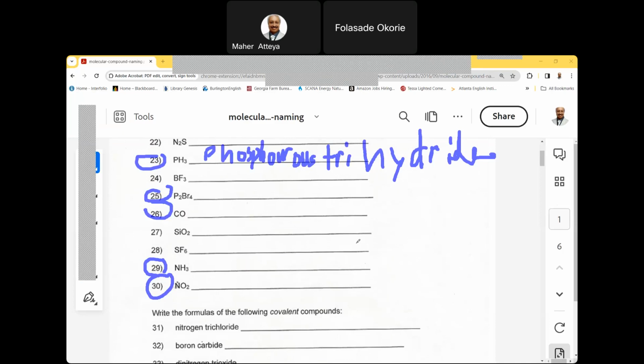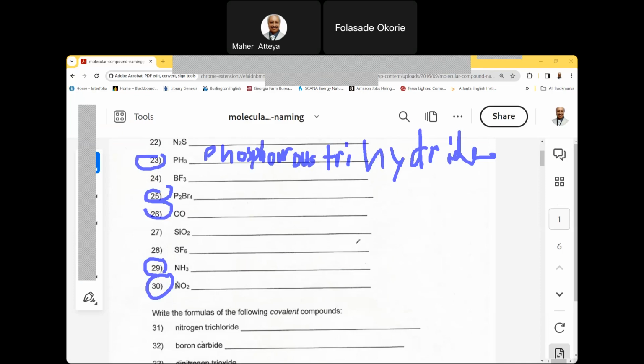So number 25, E2BR4. Will that be dibromide? No. You start with the first element. The first element is phosphorus. Diphosphorus, tetrabromide. Tetra for four, bromide. Yes, diphosphorus tetrabromide.